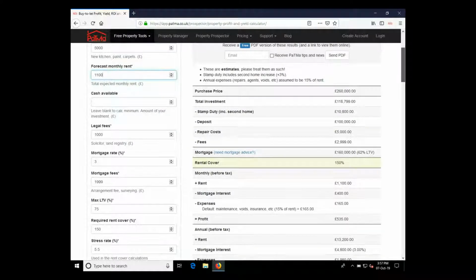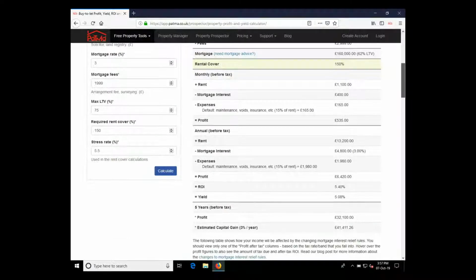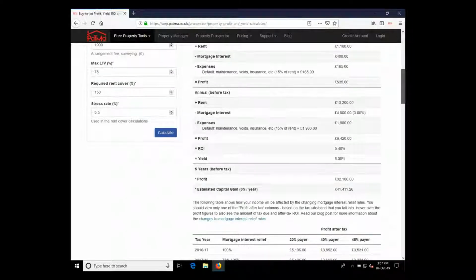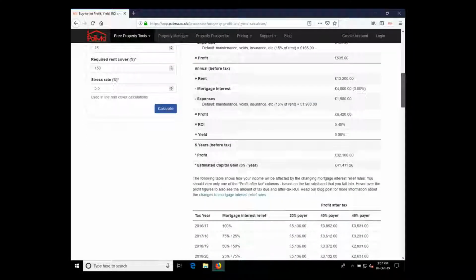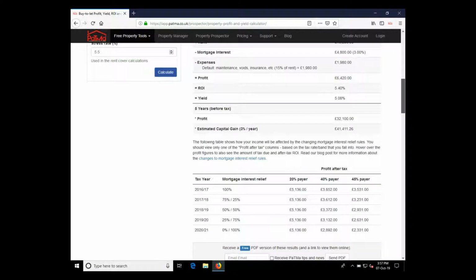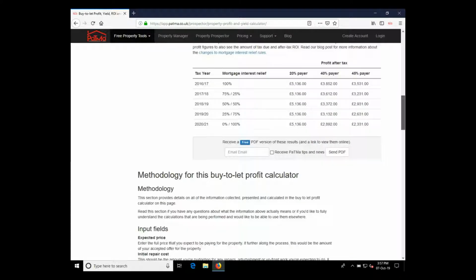Scrolling further down the page, you can see the figures broken down as monthly profit, annual profit, ROI and yield percentages, and even a forecast 5-year capital gains. Right down at the bottom of the calculations is a table showing the Section 24 tax impact that you may experience over the current years.